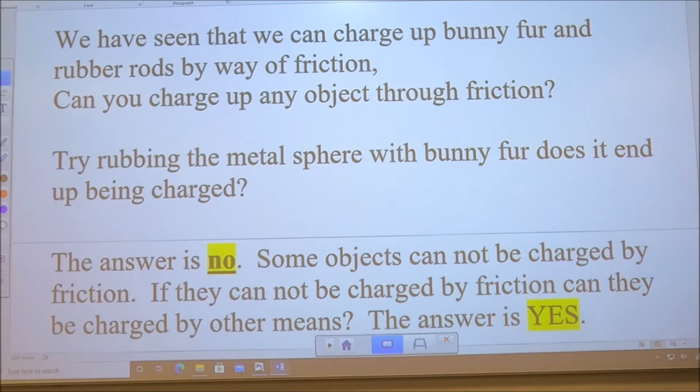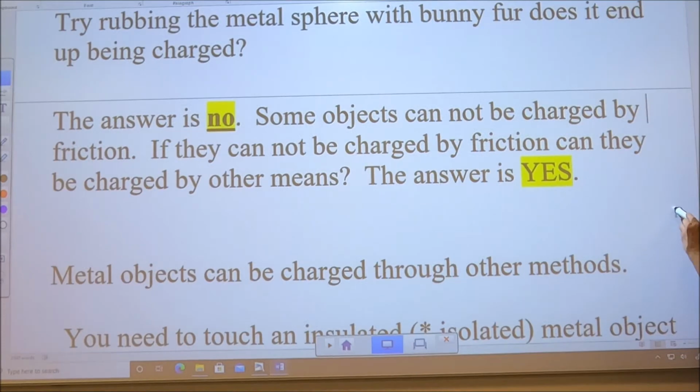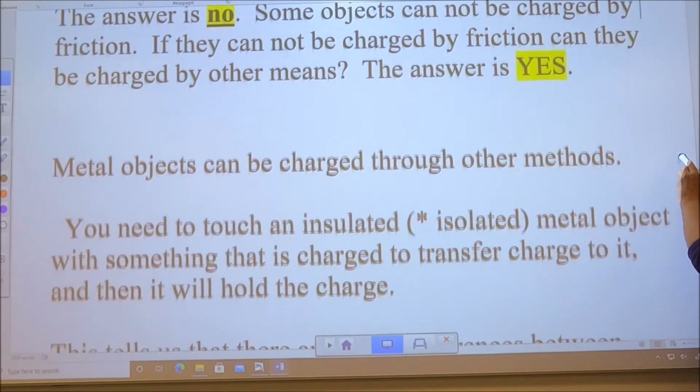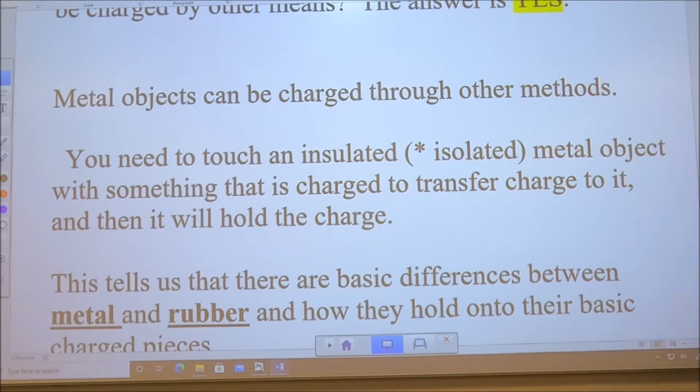Now, this means you can charge an object through friction. Rubbing is friction. We cannot charge metal by friction. Can we charge metal? Yes, but it has to be charged through a different means. Metal objects can be charged by a touch insulated method. Now, what do I mean by this?